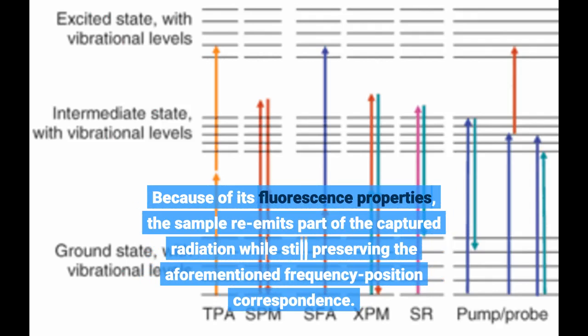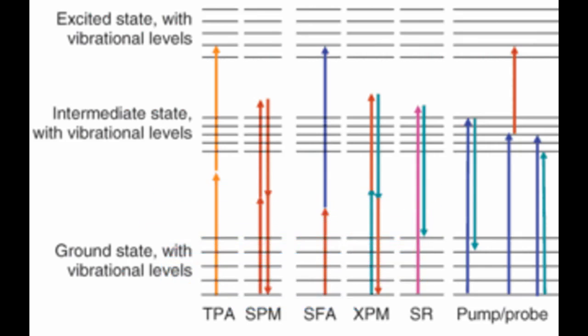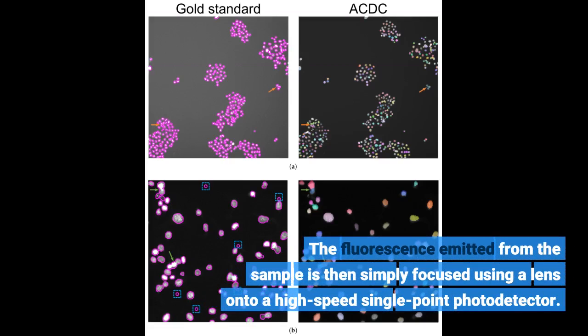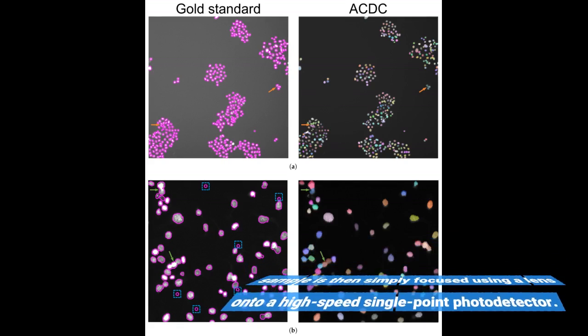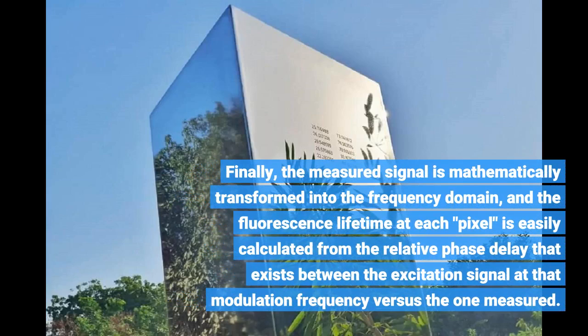Because of its fluorescence properties, the sample re-emits part of the captured radiation while still preserving the aforementioned frequency-position correspondence. The fluorescence emitted from the sample is then simply focused using a lens onto a high-speed single-point photodetector. Finally, the measured signal is mathematically transformed into the frequency domain, and the fluorescence lifetime at each pixel is easily calculated from the relative phase delay that exists between the excitation signal at that modulation frequency versus the one measured.